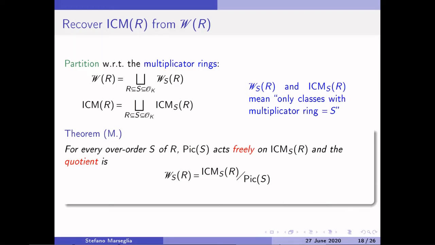That if you have representatives of the Picard group and you have representatives of these weak equivalence classes, you just need to multiply all of them to get distinct representatives of the isomorphism class. And this is because the action is free, so they cannot hold together. So that's computationally very interesting. We know how to compute the Pic of S. If we can compute this W_S of R, we get the ideal class monoid with multiplicator ring S. And then you just repeat for every other order and you glue them together and you get the whole ideal class monoid. Okay.